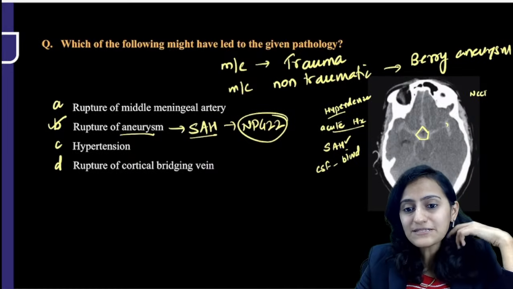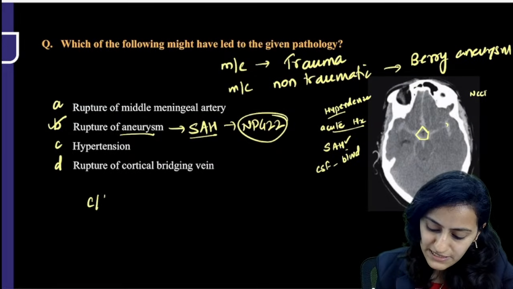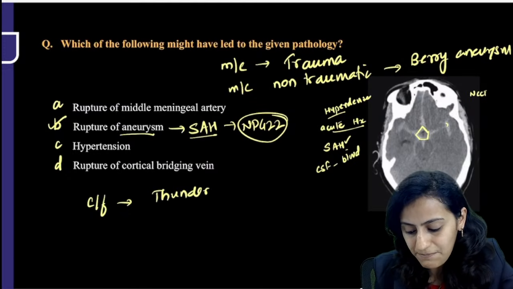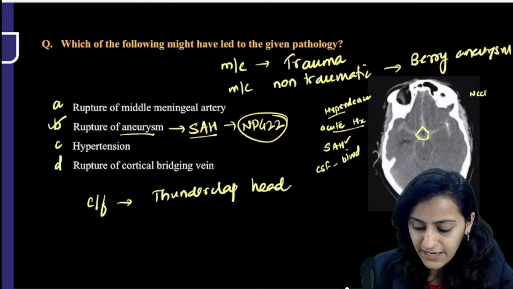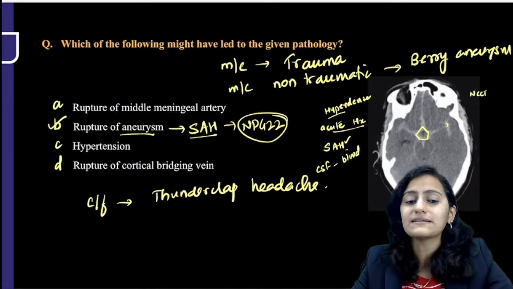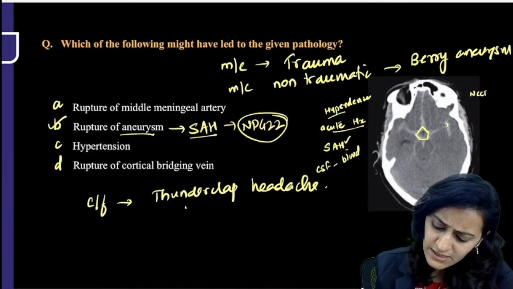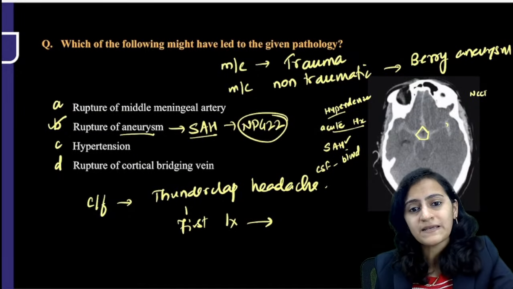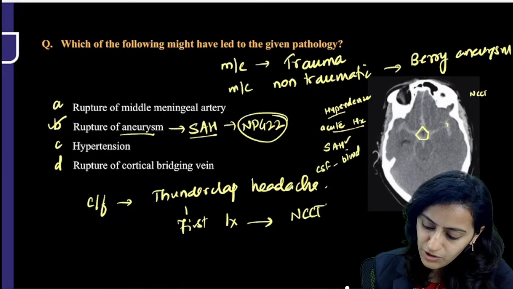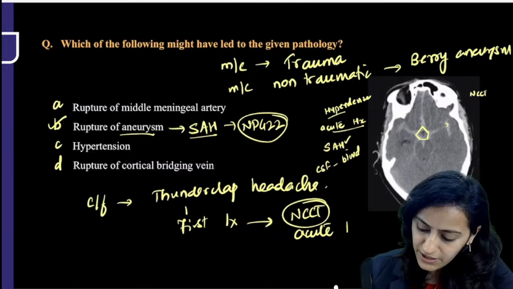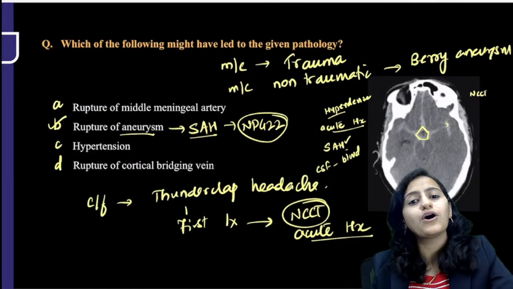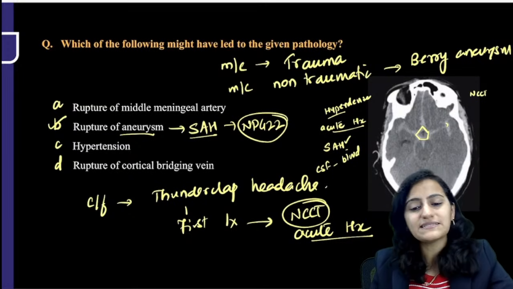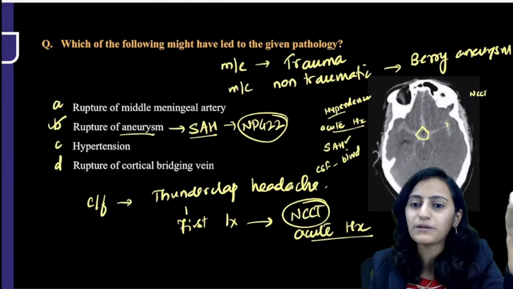Next, what will the patient present with? A subarachnoid hemorrhage patient will present with thunderclap headache, that is the worst headache of life. The next question is what is the first investigation that you would do in this patient? The first investigation would be non-contrast CT, because for acute hemorrhage, it is non-contrast CT. Acute hemorrhage looks hyperdense. So non-contrast CT is the first investigation that we would do.